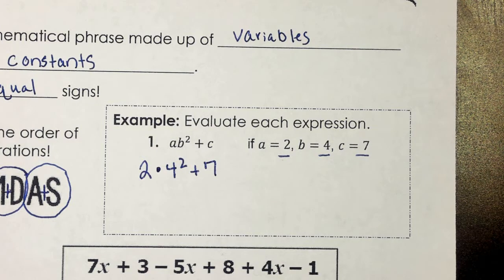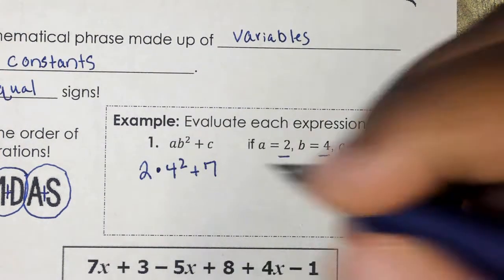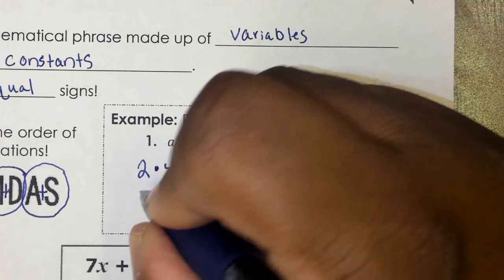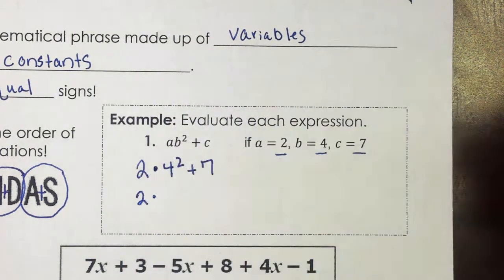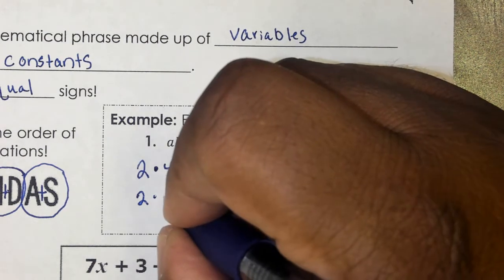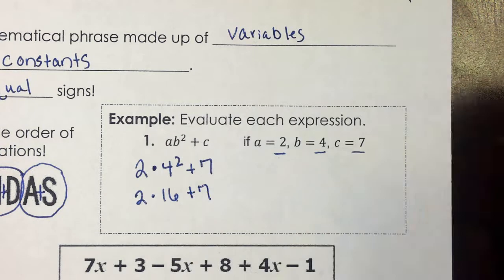Haley, order of operations tells me I should do what first in this expression that we wrote? The exponent, right? There's no parentheses, so we can skip over that. So we need to do the exponent first. I do my stuff line by line. I know some of y'all try to do all the stuff together. That's where y'all screw yourselves up. I do one thing at a time. 2 times, and then I'm going to do my exponent. 4 squared is 16 plus 7.